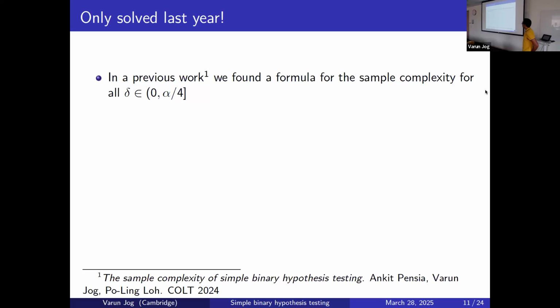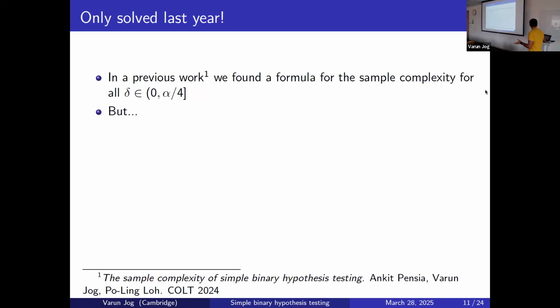We looked at this problem last year in this paper, and we found a formula for the sample complexity for all delta between 0 and alpha by 4. Recall that delta is the error, so the error has to be less than alpha. Alpha here is always less than 1/2, because I can look at 0 samples and simply declare the more likely hypothesis and get an error of alpha. So the problem only makes sense when delta is less than alpha. It turns out the techniques that we have don't go all the way up to alpha, but they go up to alpha by 4, some fraction of alpha.